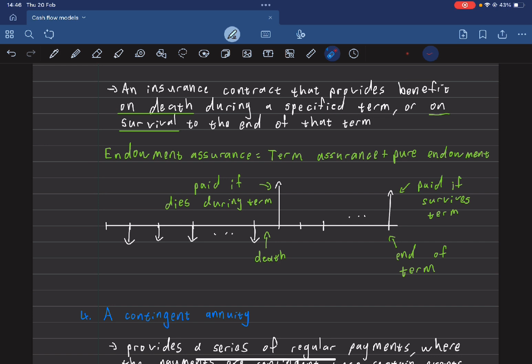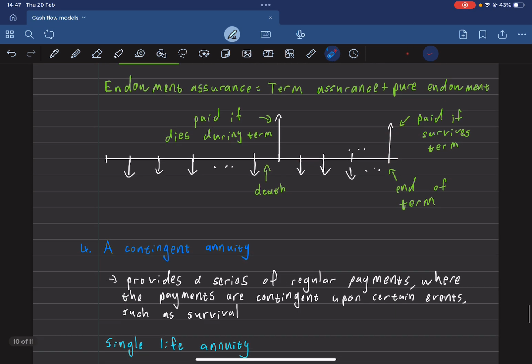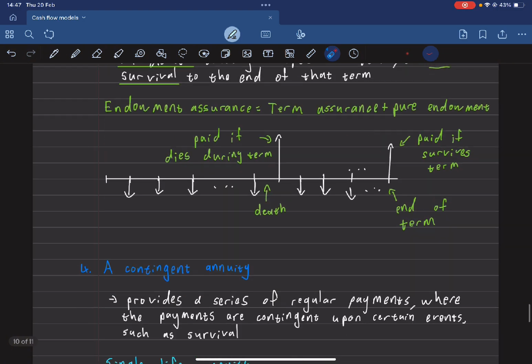So I've kind of combined the diagrams together here. So here you pay your monthly premiums, and if you die during the term, like let's say you die at this point, then you will get paid out here. But if you don't die, then you will continue paying monthly premiums. I should have some arrows here. Continue paying your monthly premiums until the end of the term. And then if you survive, you also get paid out. So no matter what happens, you get paid out. It just depends whether you get paid out on death or on survival. So that is an endowment assurance.